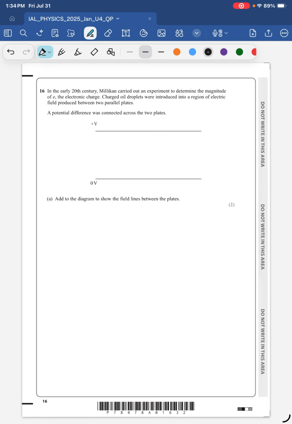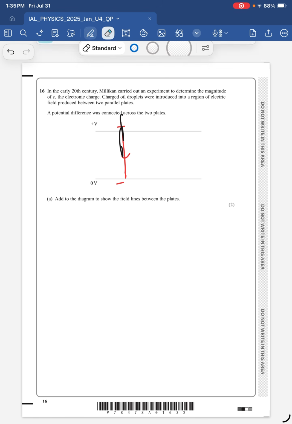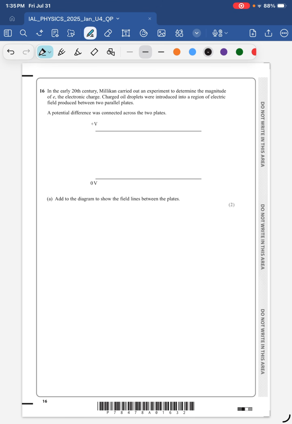A potential difference was connected across the plates. Add to the diagram to show the field lines between the plates. Usually you have a plus and a minus, and you immediately instinctively do that. But that's not the trick to remember. The trick is that the electric field lines go from areas of high potential to low potential. So plus V is higher than 0, so the lines go from plus V to 0.